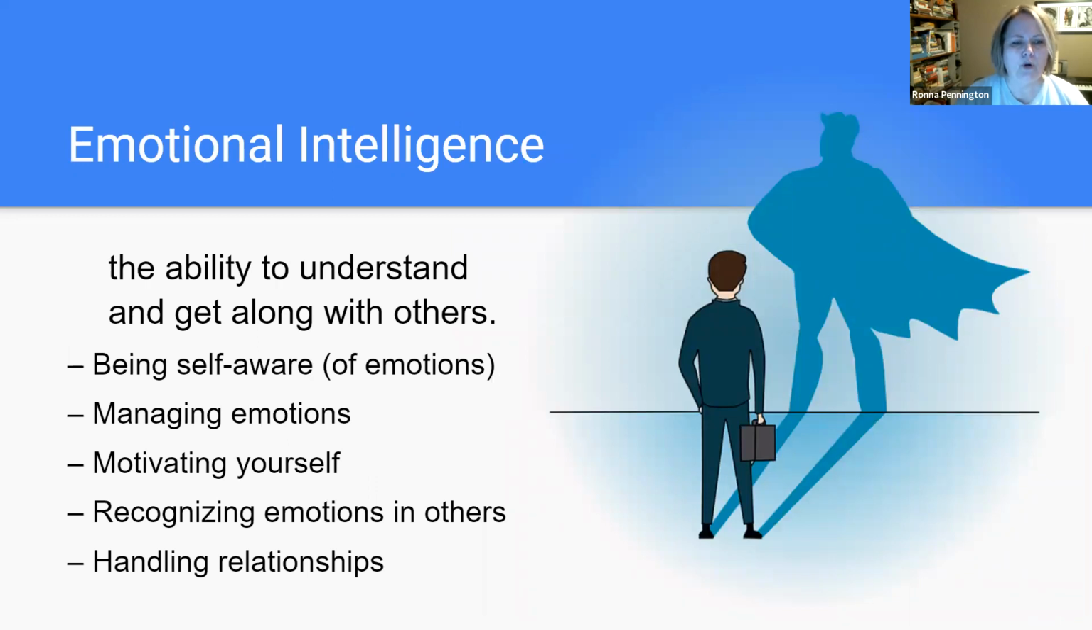Emotional intelligence is important when you're using your interpersonal communication skills because it helps you understand and get along with other people. You have to be aware of yourself in order to be able to manage your conversations with other people. So emotional intelligence is the ability to understand and get along with others. It includes being self-aware, not just of the person that you're talking to, but being aware of your own emotions and your reactions. If you know that a particular thing makes you angry, maybe not bring that thing up in conversation, just being self-aware. Also managing your emotions.